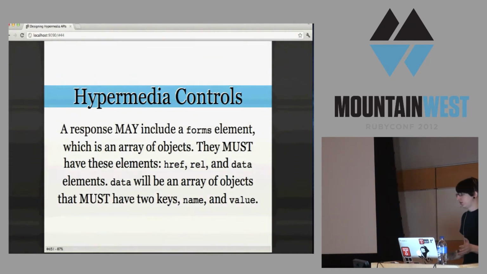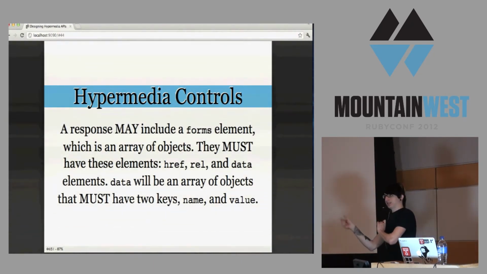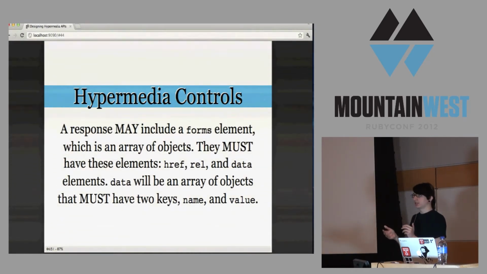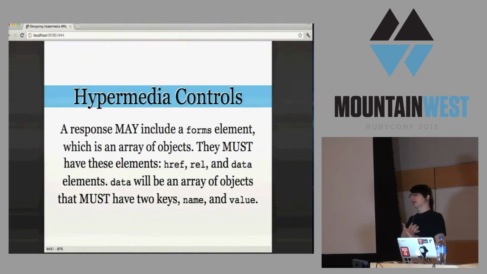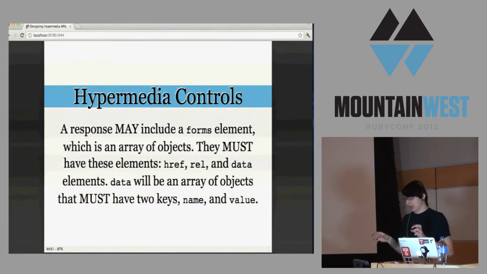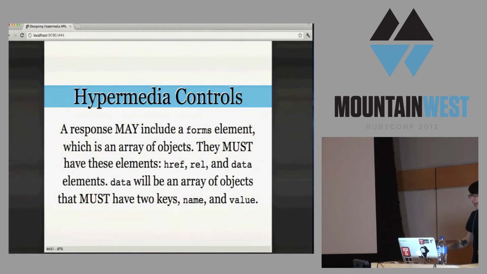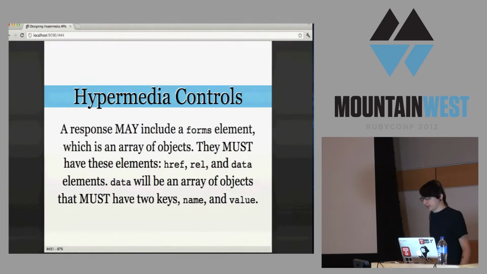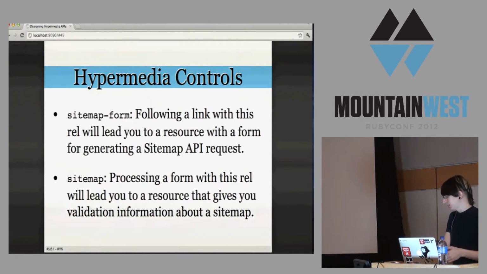And then as far as controls, so we know that we need to submit a URL with a URL as an argument, so we need to template a URL somehow. So we need some sort of forms mechanism or a way of saying to someone, hey, you need to submit to this location, and it's got to have that template so that URL can be variable. So we say that it might have a forms element, which is an array of objects. They have href, rel, and data elements, and they have some keys. So we sort of define this is how we're going to build a form in JSON. And this sort of emulates HTML forms in JSON.